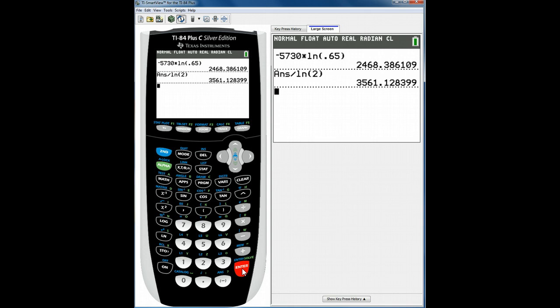Once again, you could have done this all in one step, but just be careful. Put the numerator in parentheses and then the denominator in a separate set of parentheses. So we get negative 5,730. You can actually just put the natural log of 0.65. The calculator knows that it's multiplication. So that's our numerator divided by our denominator, which is the natural log of 2.